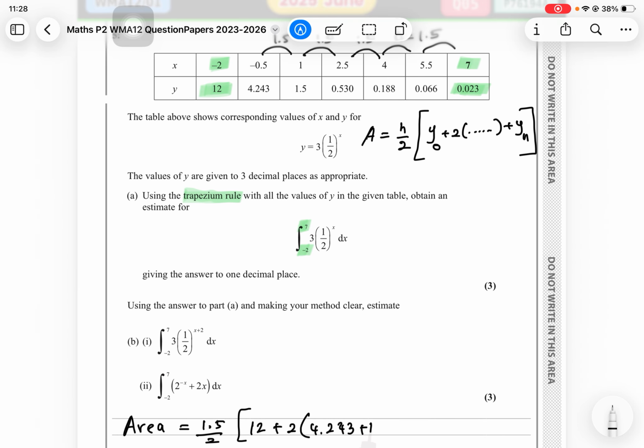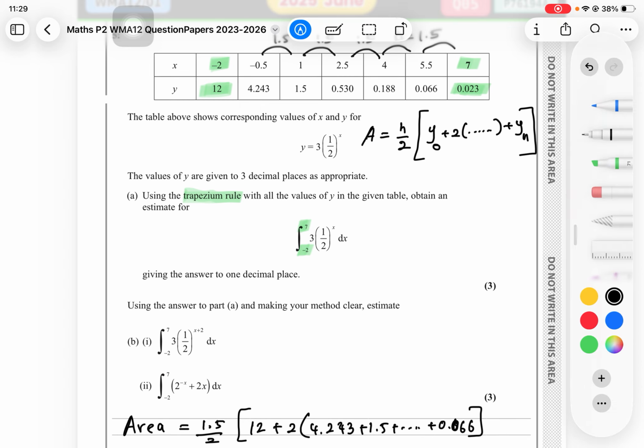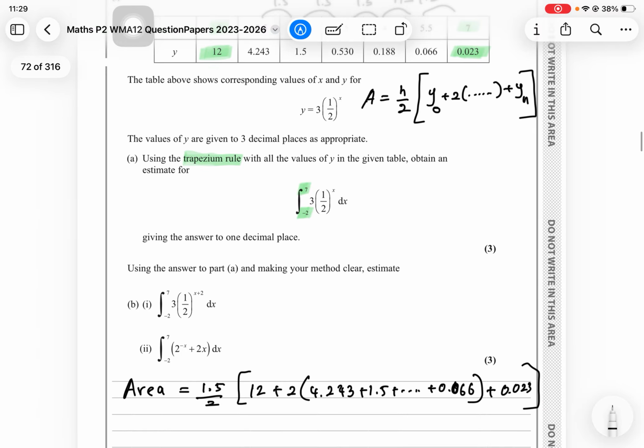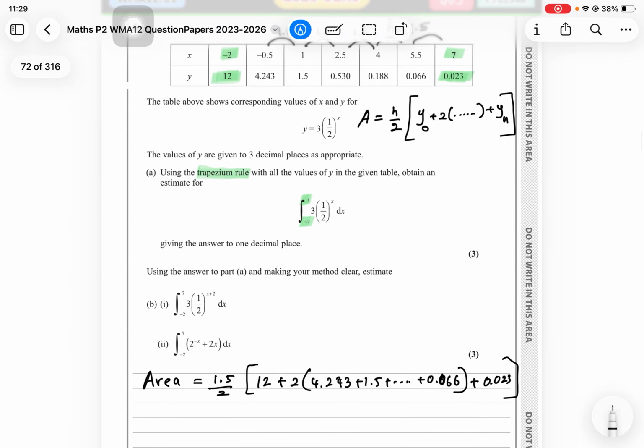plus 2 times 4.243 plus 1.5 plus 0.066, plus the final one, which is 0.023. This is the value by the trapezium rule. Unless they said using the trapezium, we should try what we are using it to.